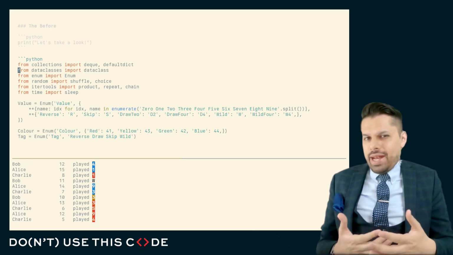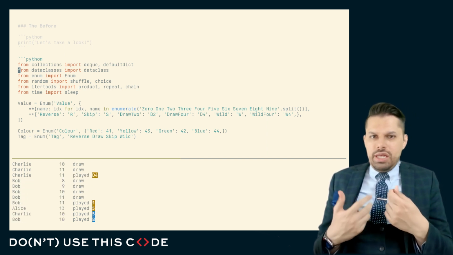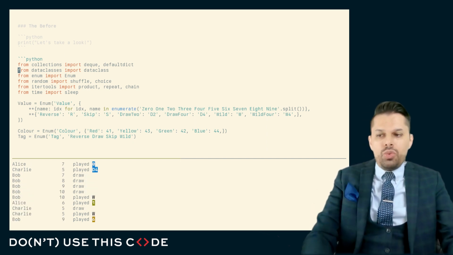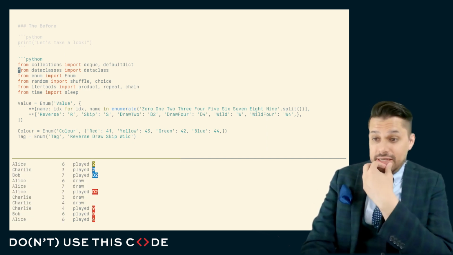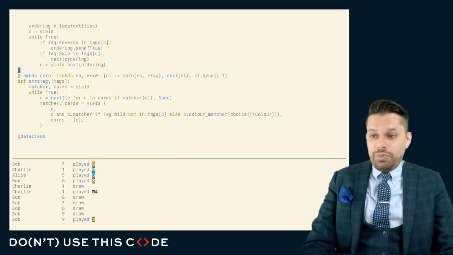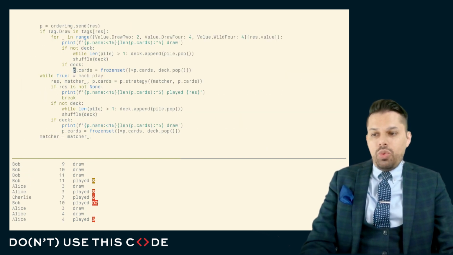And there's even a strategy involved where they try and pick the nearest matching card they can. And if there is no card, then they draw or they use one of their wild cards. And it seems like this seems to work. We're managing to play the game. If we speed this up a little bit, we'll even see that one player will eventually win the game.